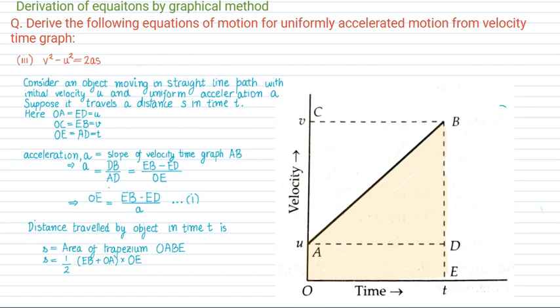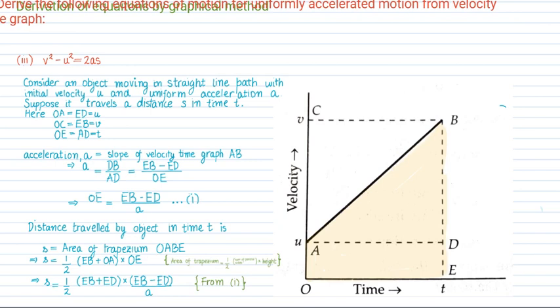Now here we have already found out the value of OE. OE can be written as EB minus ED divided by your acceleration. So let us substitute this value here. Right? So this is from your equation 1. So let me write this equation in my next slide.